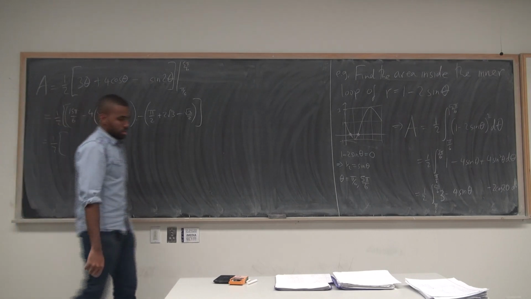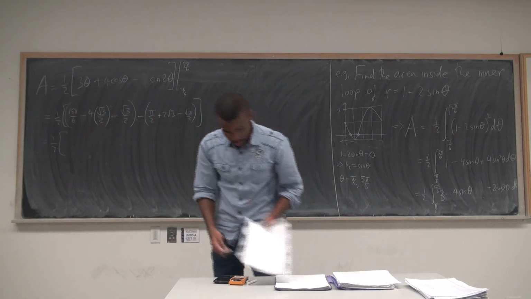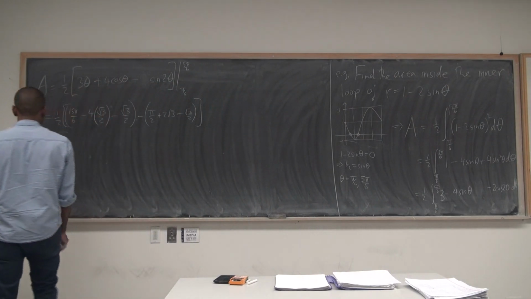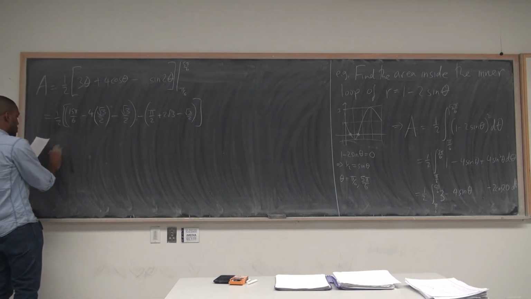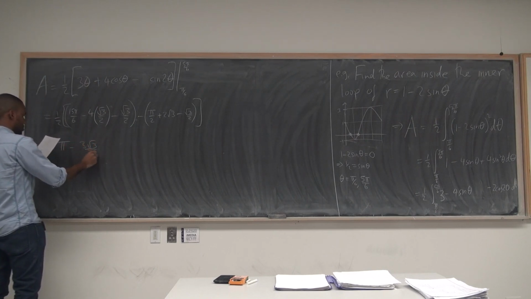1/2, I think I wrote down this answer. Well, ultimately, you should get pi minus 3 radical 3 over 2, I think.